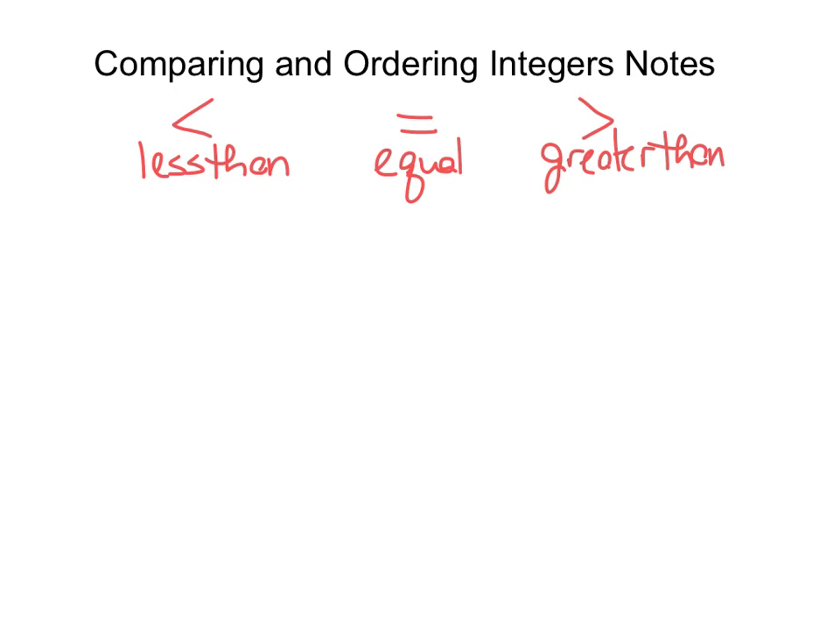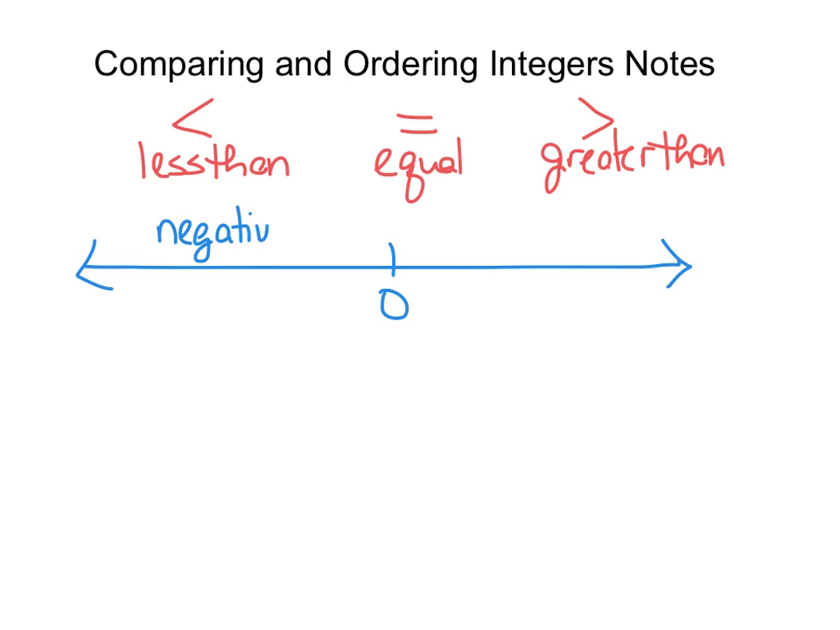Now, when you look at the number line, you just draw a number line, put a 0 there. So on the left side, you have negatives. On the right side, you have positives. So anything that's on the left side of 0 is going to be less than 0. And anything on the right side of 0 will be more than 0.